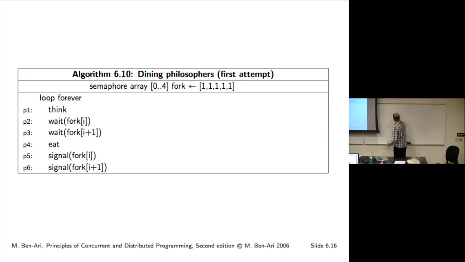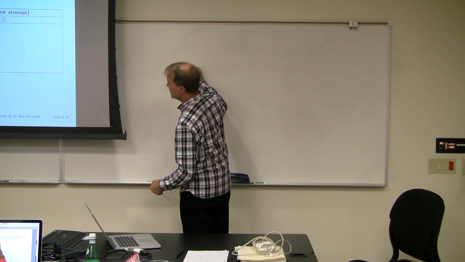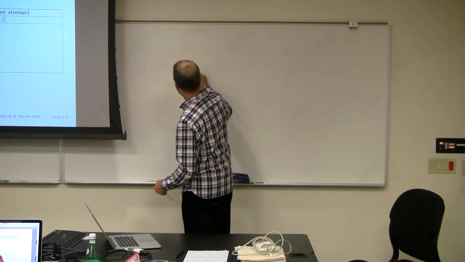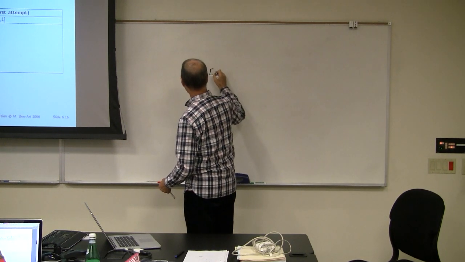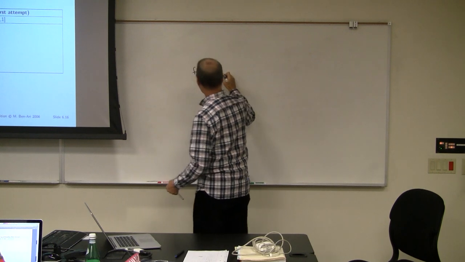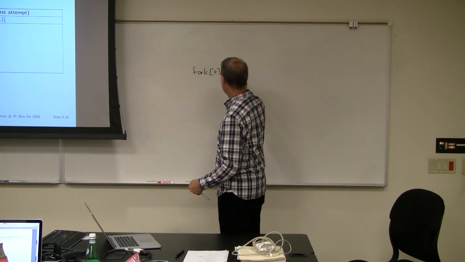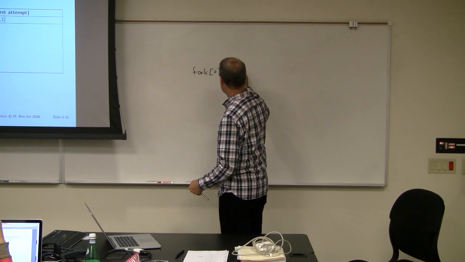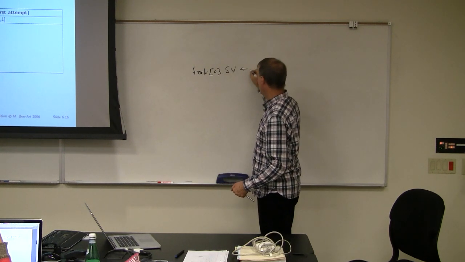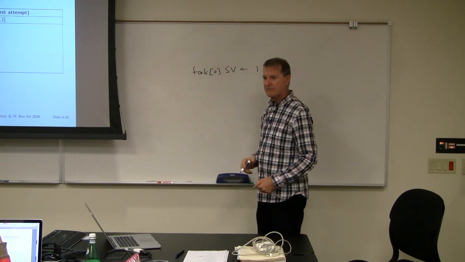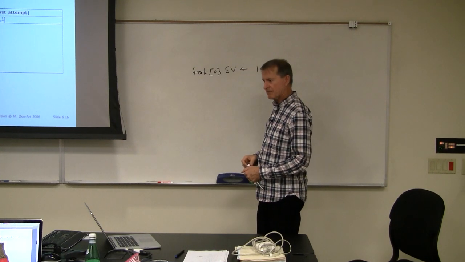So, using our terminology, fork is the name of the semaphore, right? But fork is an array, so it would be fork sub zero dot, and did we call it SV, gets 1. Is everybody clear on that?